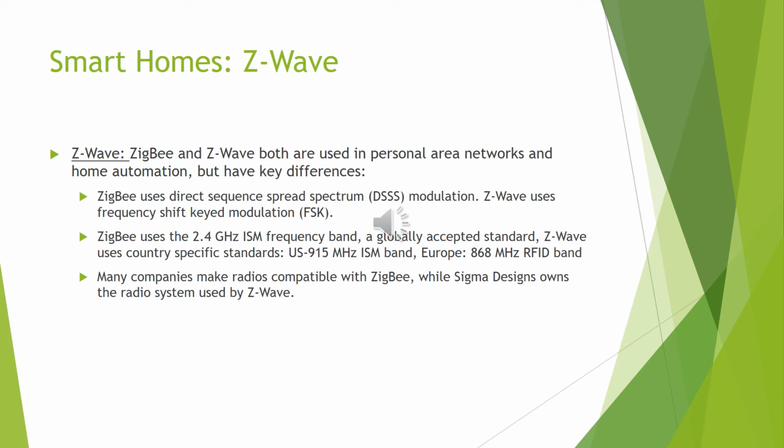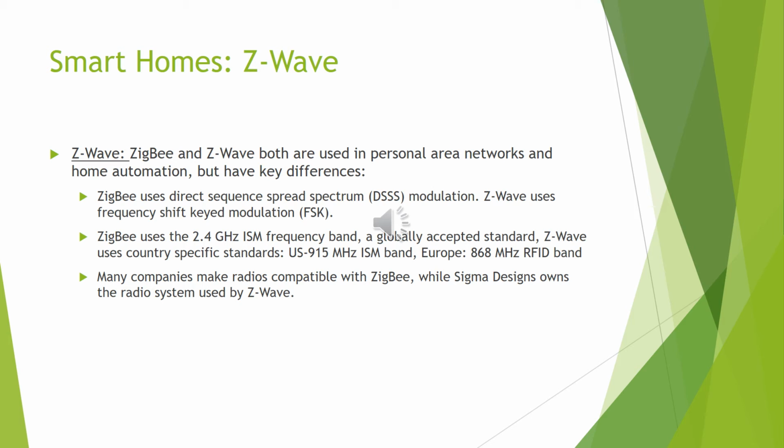Conversely, Z-Wave uses frequency shift keyed or FSK modulation. In FSK modulation, digital information is transmitted through changing frequency values of a carrier signal. Once the message is received, it is passed through a circuit which determines the frequency changes and then recovers the original message.